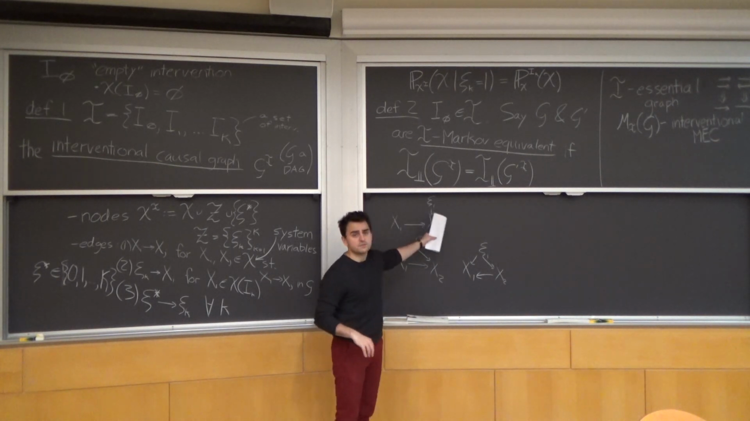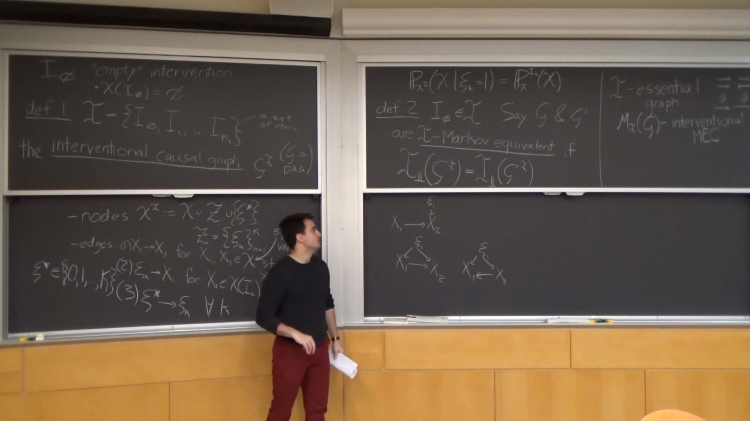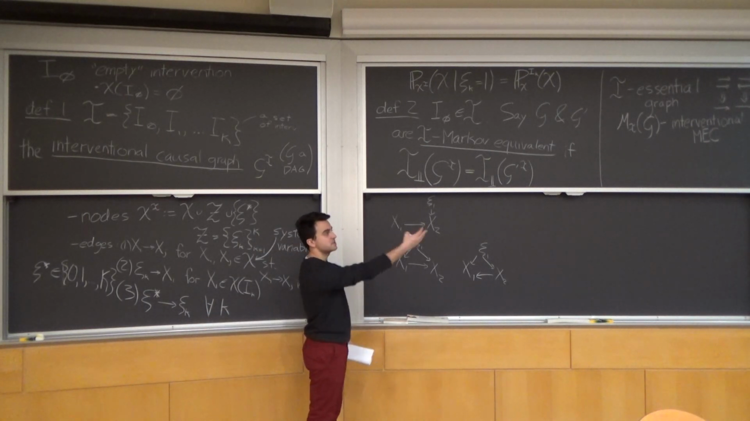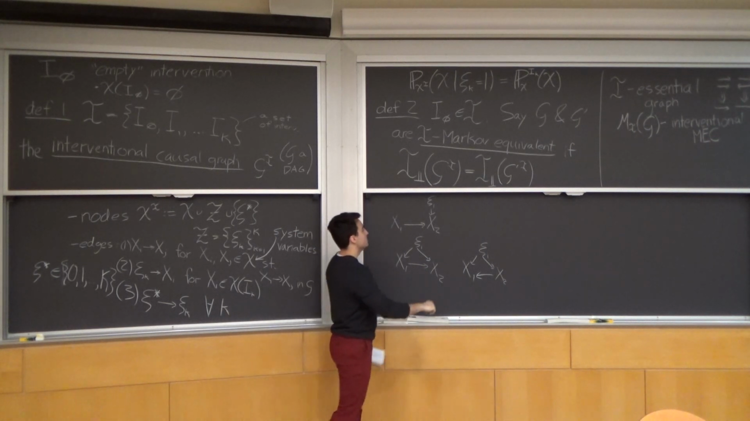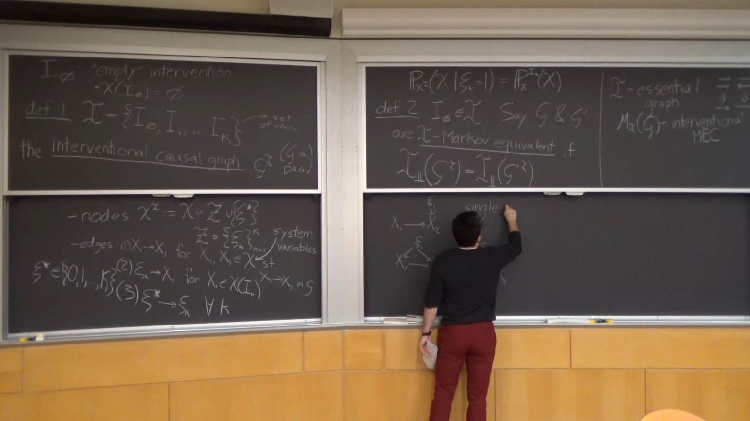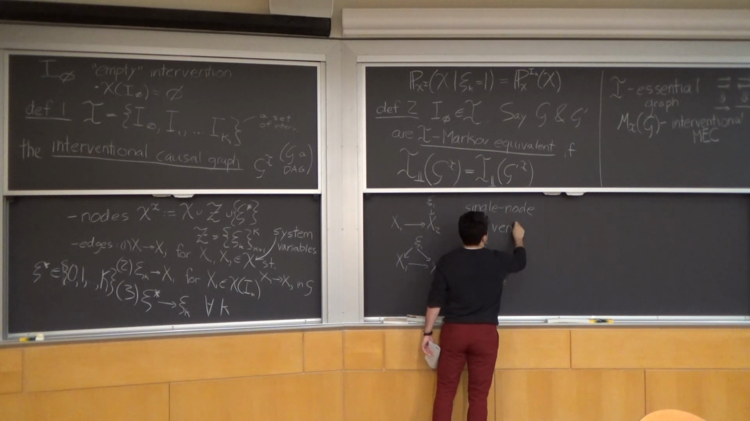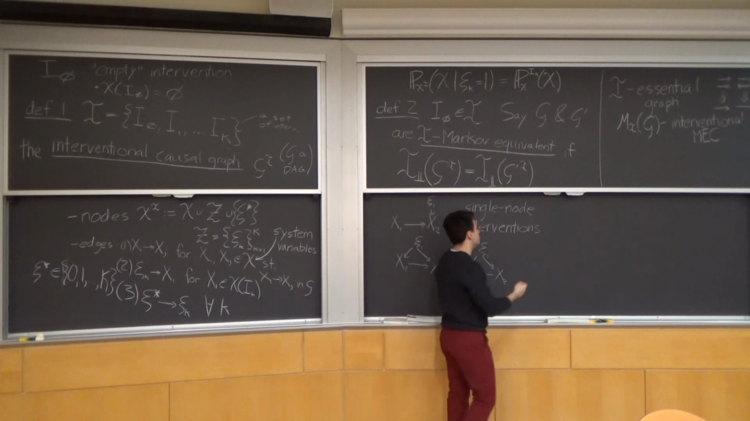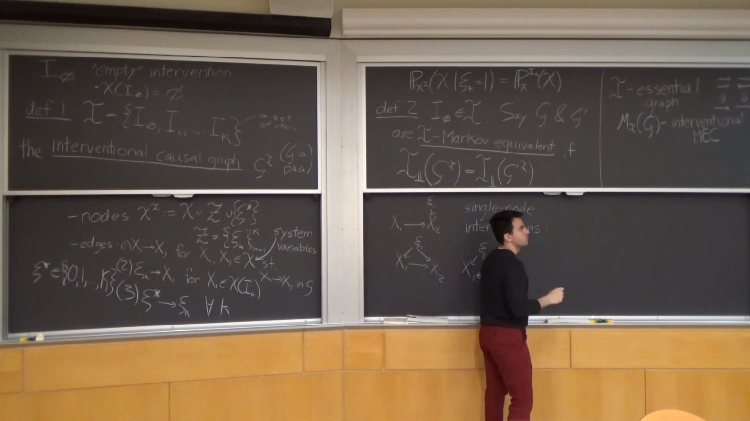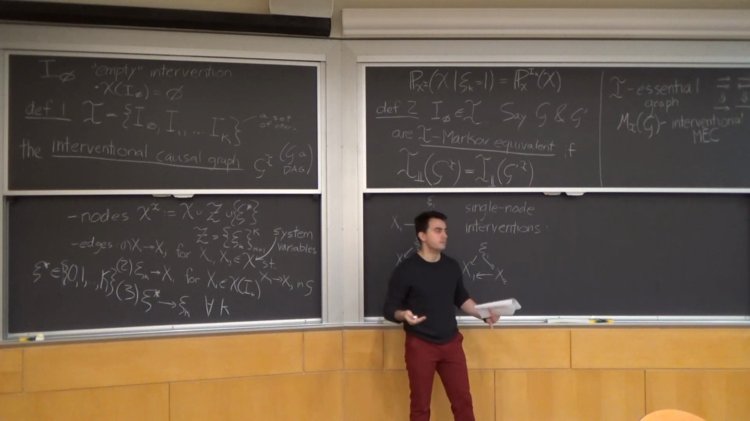And in the special case of single node interventions, which are probably the most well studied, this basically boils down to saying you can orient every edge that's adjacent to the intervened variable. Edges are called incident if Xi is one of the endpoints.